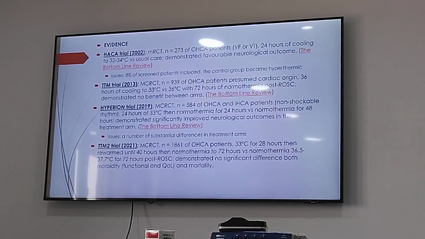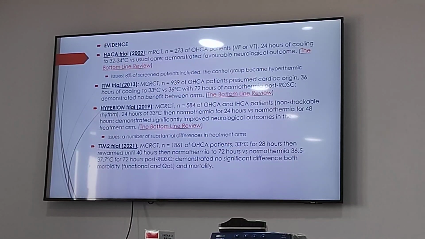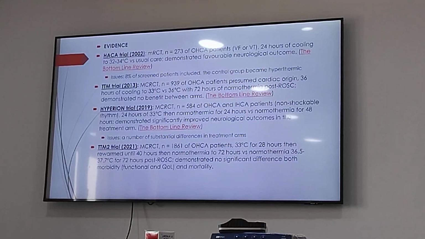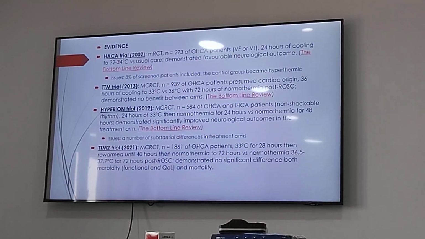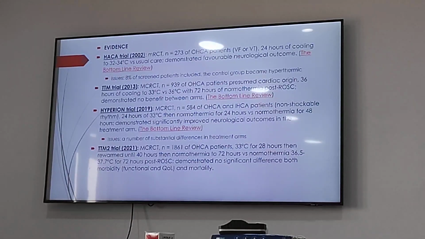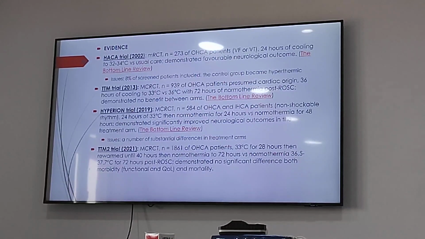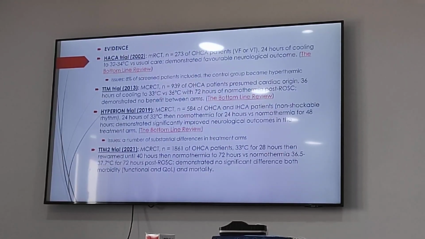The next trial was in 2013, which is the TTM trial, which was repeated again recently in 2021. In 2013, again with out-of-hospital cardiac arrest patients, they cooled one group at 33 degrees and the other group at 36 degrees. They maintained 33 degrees for 36 hours and 36 degrees Celsius for 72 hours. So they proved that normothermia is as good; basically there was no benefit in giving these lower temperatures to post-cardiac arrest patients.